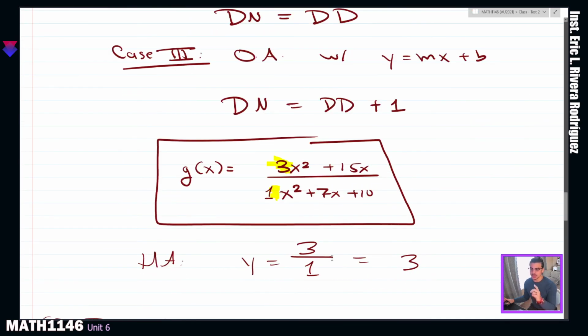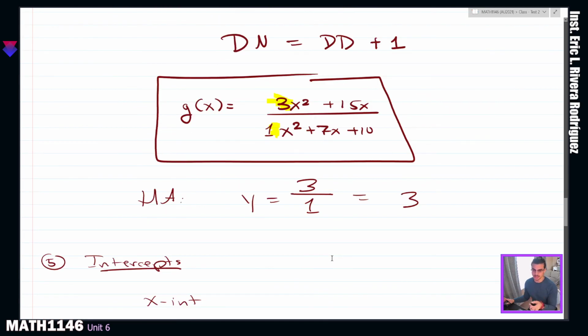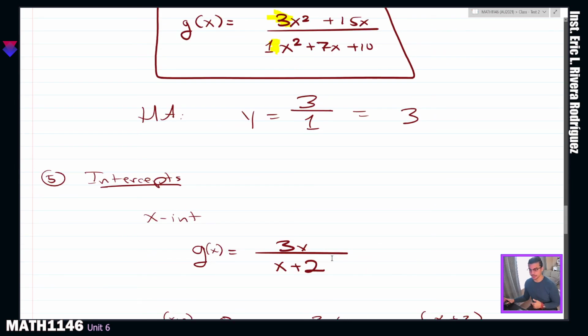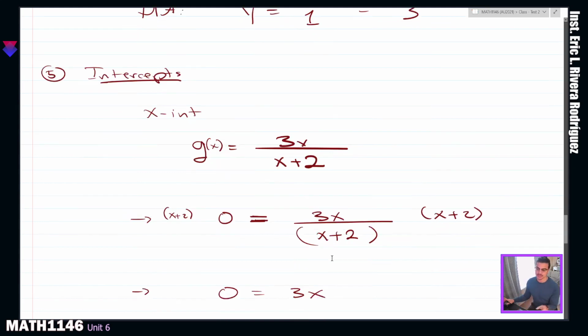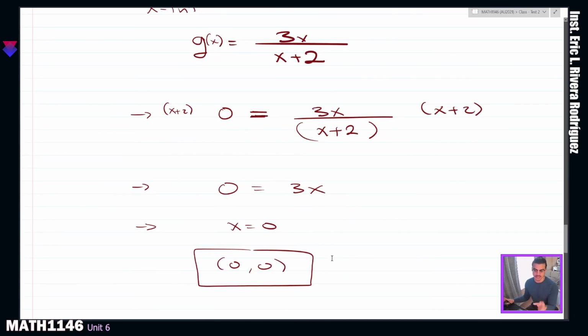When that happens, the equation of the oblique asymptote is going to be a linear equation. We are going to see how we get that equation. In this exercise, both degrees are 2, numerator and denominator, hence the horizontal asymptote is at y equal 3 over 1, which is 3. To do the intercepts, we do the same as we have been doing from the beginning. For the x-intercept, the y value is 0; for the y-intercept, the x value is 0. In this case, we got an intercept at the origin, so both x and y intercepts are the same.